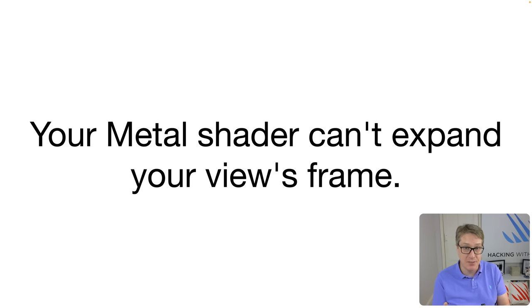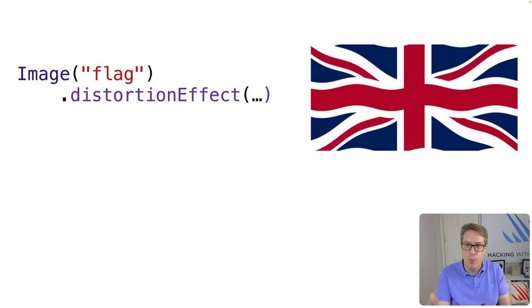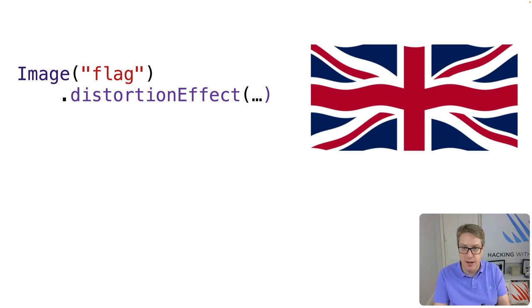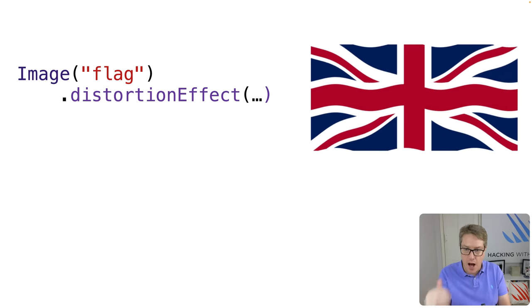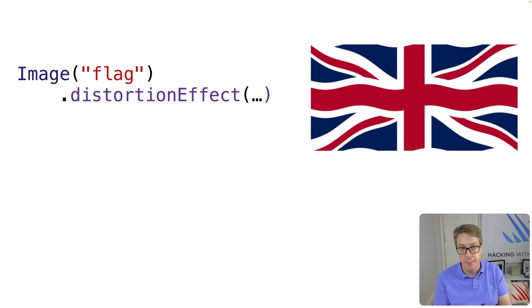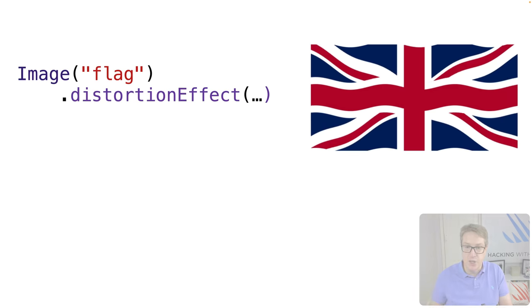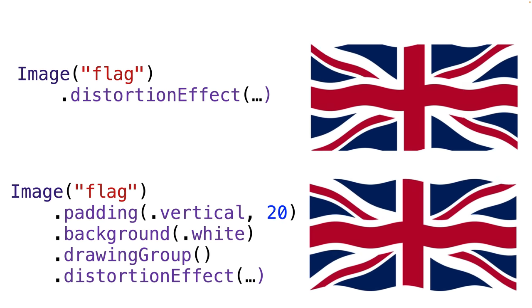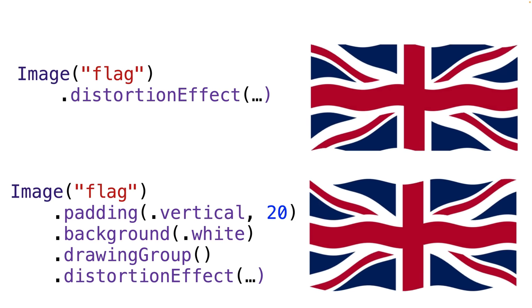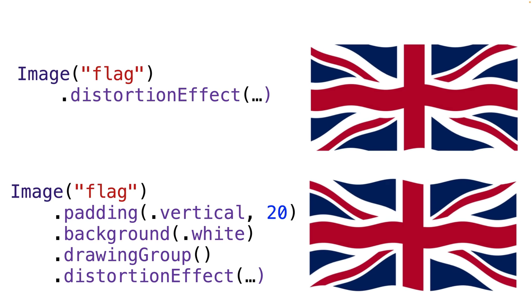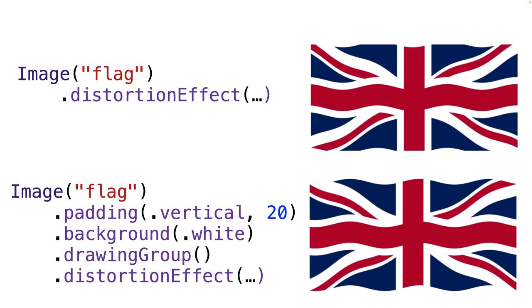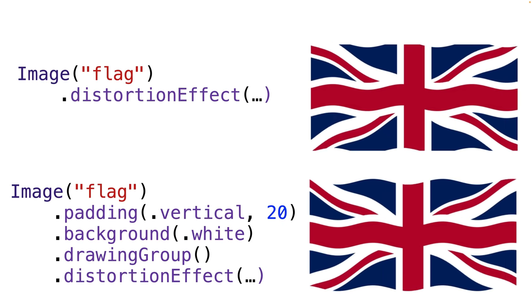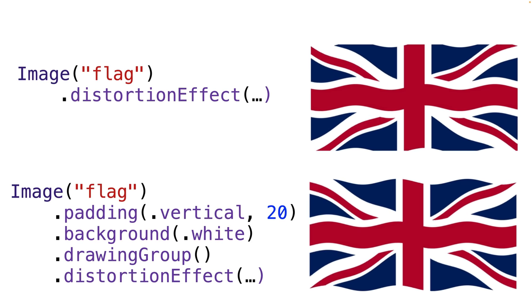And you can see this in action. Here is a waving flag with our distortion effect applied to it. You can see the top and bottom are being clipped constantly. To fix this, you want to add some extra space around your flag. Give it a solid color and render that to a new image by calling drawingGroup, and then apply the distortion effect. You can see the bottom flag is not clipped. It looks much, much better.